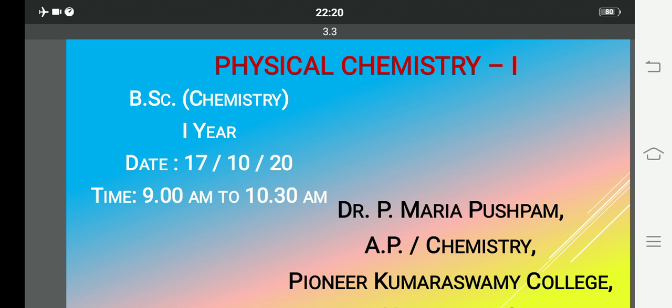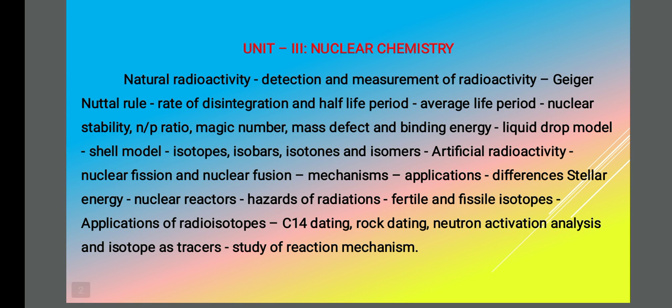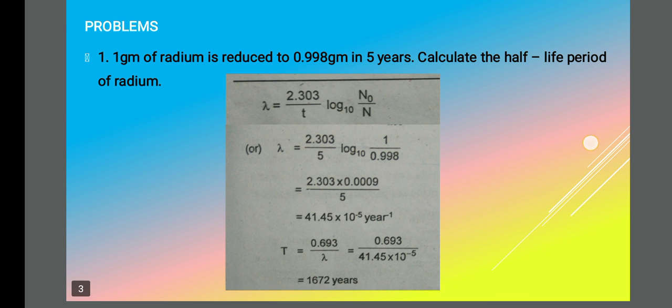This is Maria Pushpam, and for today's class, we are going to see the problems based on half-life period and Geiger-Nuttall rule. These are the two things we are going to see today. First, we can see the problems based on half-life period. The first problem is: 1 gram of radium is reduced to 0.998 gram in 5 years. Calculate the half-life period of radium.